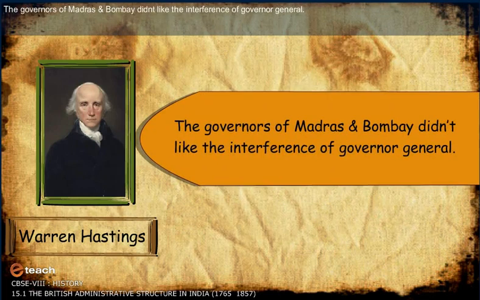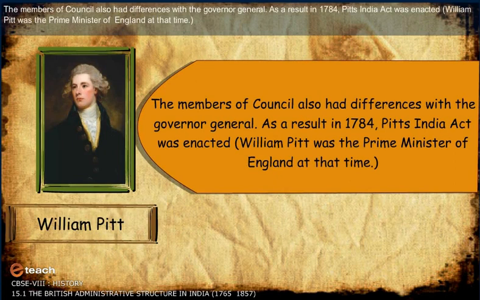The governors of Madras and Bombay didn't like the interference of the Governor-General. The members of the councils also had differences with the Governor-General. As a result, in 1784, Pitt's India Act was enacted. William Pitt was the Prime Minister of England at that time.